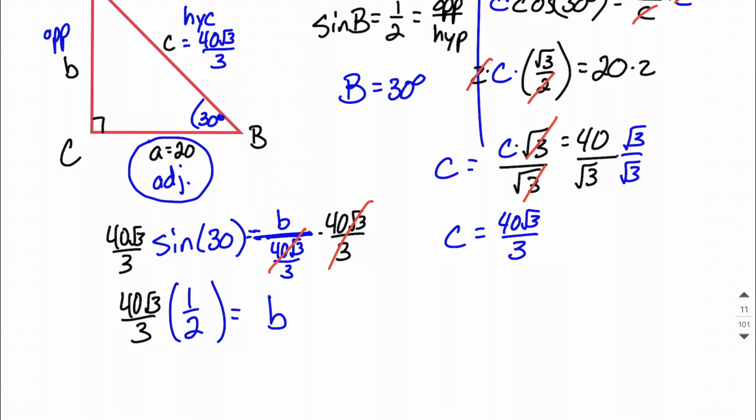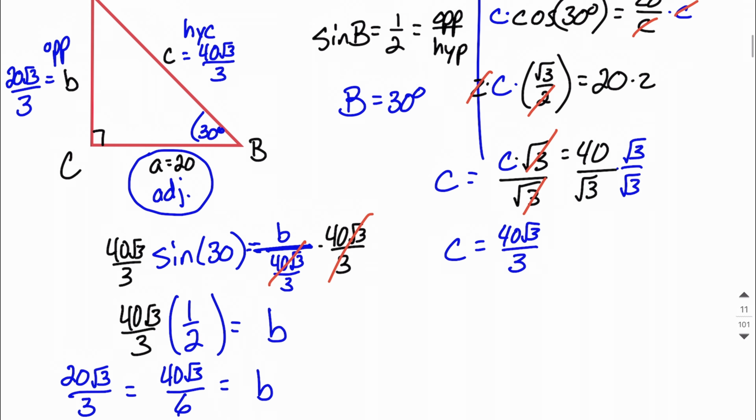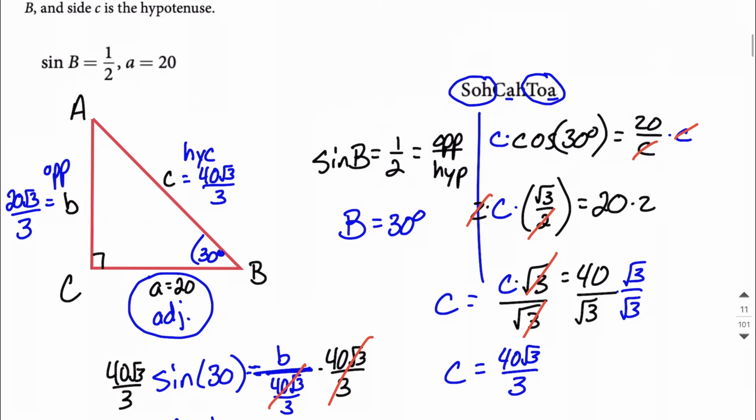From here, almost there, multiply numerators, we get 40 square root of 3. Multiply denominators, we get 3 times 2 makes 6, which will reduce down a little bit. Both numerator and denominator are multiples of 2. So we can say 20 times square root of 3 over 3. And that's our value for b. I'll go ahead and label it up here. 20 square root of 3 over 3. No more reducing down needs to happen. So we have found all the side lengths.